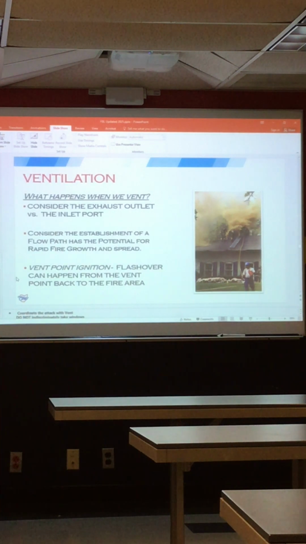Like I said, we've hit on this a lot, we have to be careful with ventilation. The days of just busting out windows are over with. Make sure you have an order before you ventilate, and make sure it's coordinated, all right?